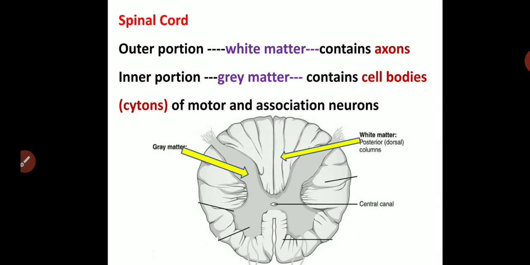I hope you remember what we discussed earlier about the white matter and the grey matter. The white matter contains all the axons of the neuron, and the grey matter contains all the cell bodies, those which do not have the myelin cover on them.